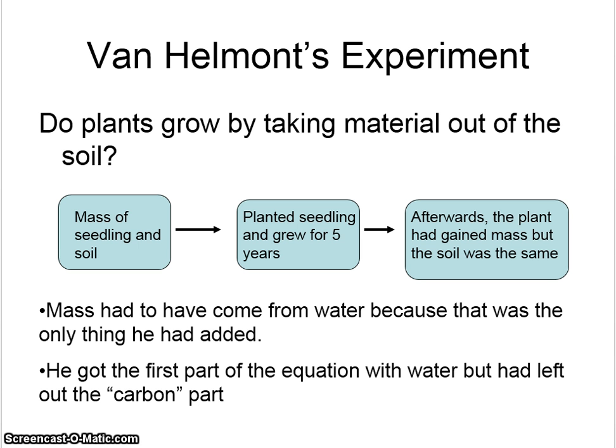And so it had to come from the water, because he knew that plants continually got water, so he somehow inferred that the water had to increase the mass of the plant. So he got the first part of the equation correct. He got the H2O part of the equation correct. But what he didn't have were the other key components of the equation, like carbon dioxide.